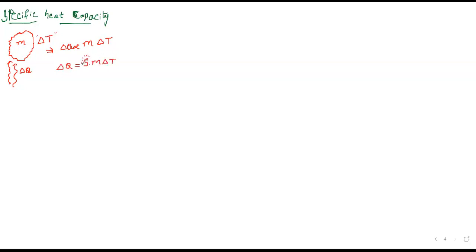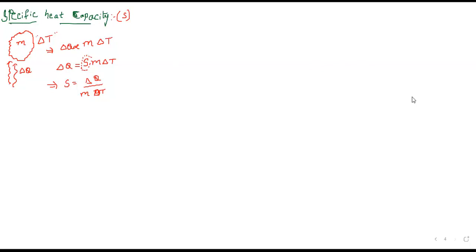This S is a constant called the specific heat capacity. So S is nothing but the amount of heat energy required to increase the temperature by 1 degree Celsius in unit mass of substance. So this S is called the specific heat capacity. How do you define this specific heat capacity?